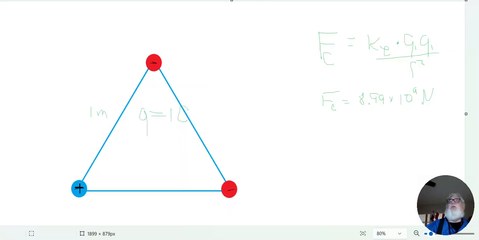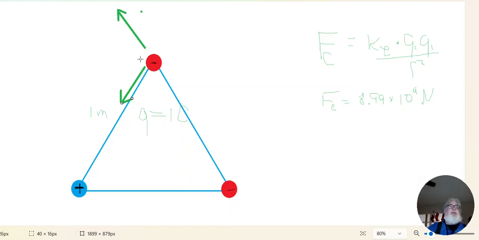I'm going to use green for that. Let me see if I can make a better arrow here. The force between the two negative charges is going to be repulsive, just like that, and it's going to be attractive between the two opposite signed charges. Let's take a look at that. They're going to be about the same magnitude because they have the same magnitude charge quantity, so the forces are going to be about the same.